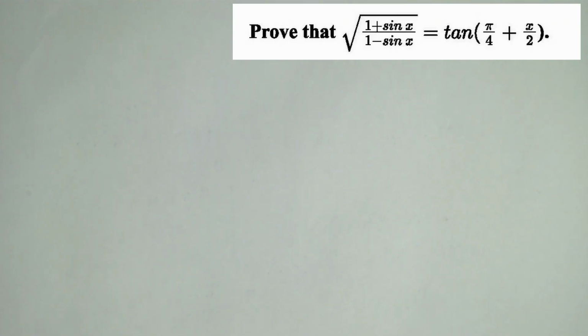Prove that root over (1 plus sin x) by (1 minus sin x) is equal to tan(pi by 4 plus x by 2).